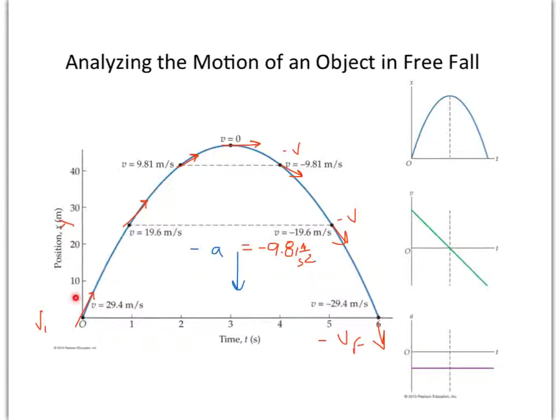We know that the velocity changes by 9.81 meters per second squared. So if we started at 29.4, after a second it'd be going at 19.6, which is 29.4 minus 9.81. Subtract another 9.81, and it's going at 9.81 right here. And at the third second, it's going at 0 meters per second.